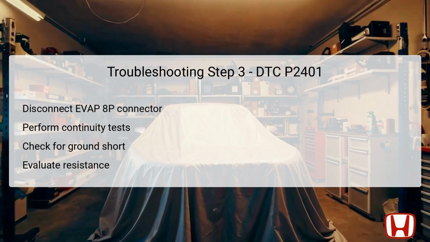The third step in the troubleshooting process requires disconnecting the EVAP leak check module connector, which consists of 8 pins, 8P. With this connector removed, technicians will perform continuity tests to ensure that each wire is still intact and functioning as expected. Special attention is given to check for any shorts where the wire may unintentionally connect with the ground, which can significantly affect voltage readings.